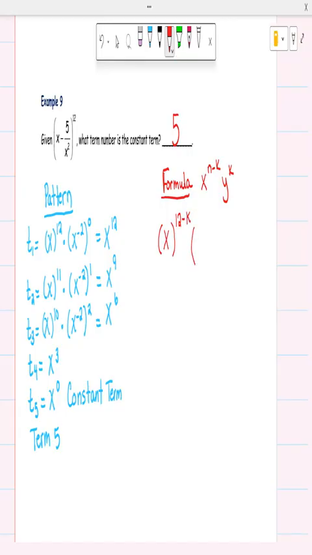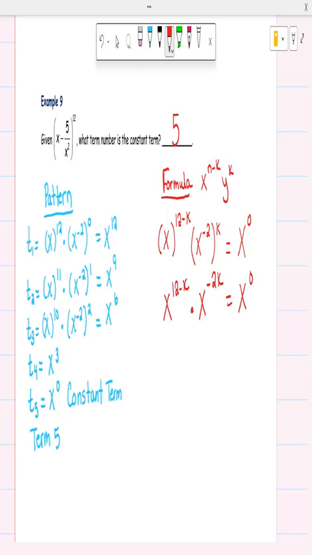And what's in my y position? Right, x to the negative 2, or if you prefer, 1 over x squared. That's what you could also write. All to the power of k. And then this, you would have to make the connection, because this one is not telling you what it equals to specifically. It is saying it's the constant term, so you have to make that connection that that is x to the power of 0. Okay. So then I have x to the 12 minus k times x to the negative 2k equals x to the 0.